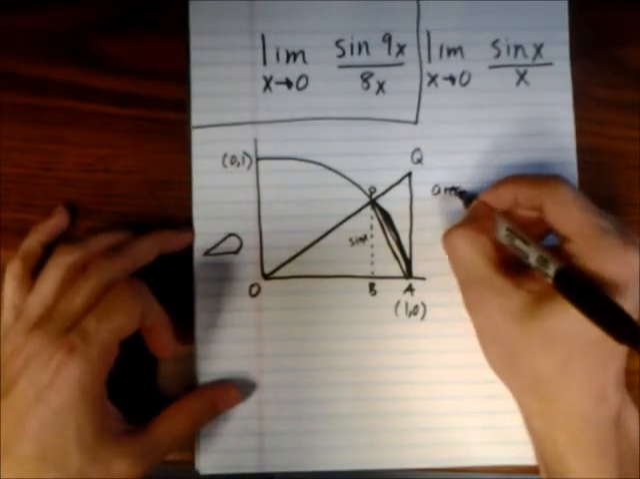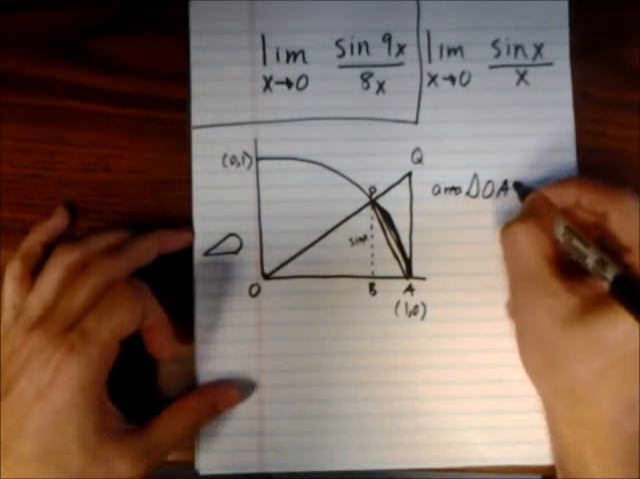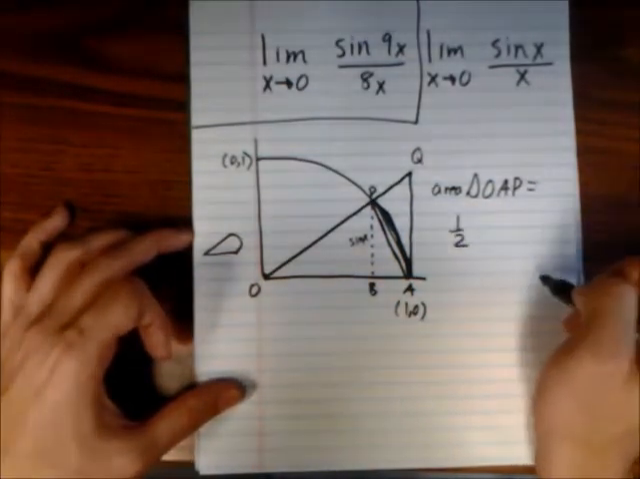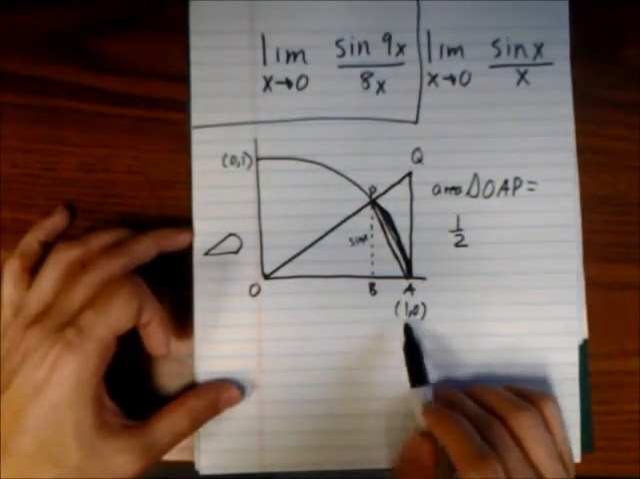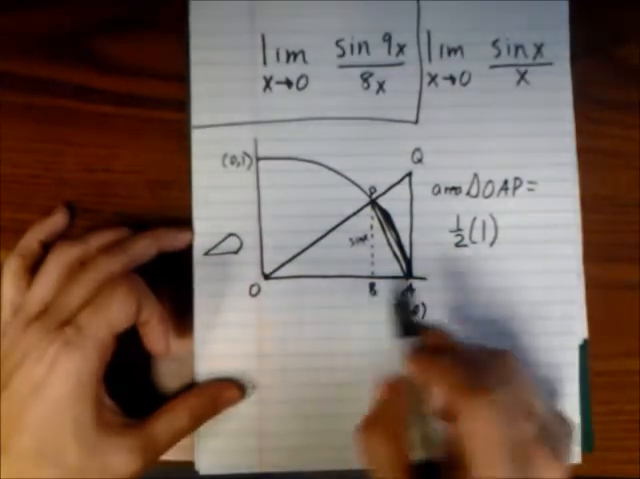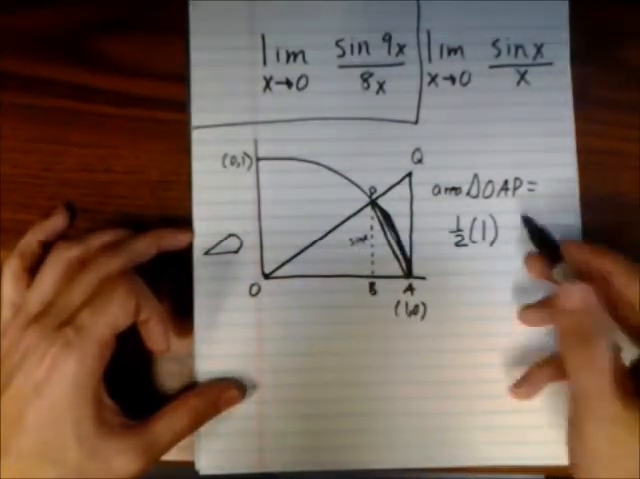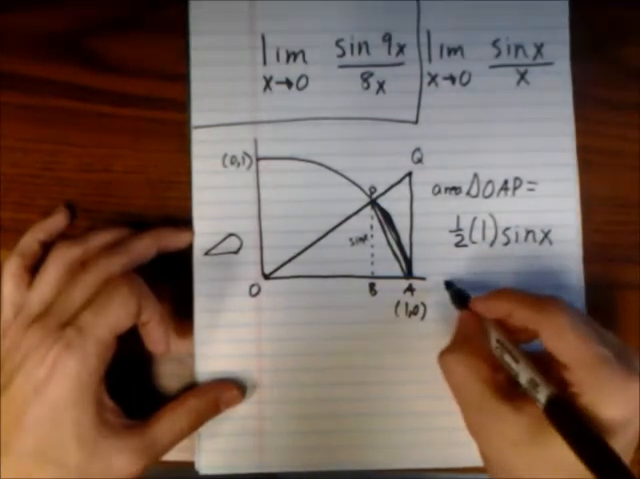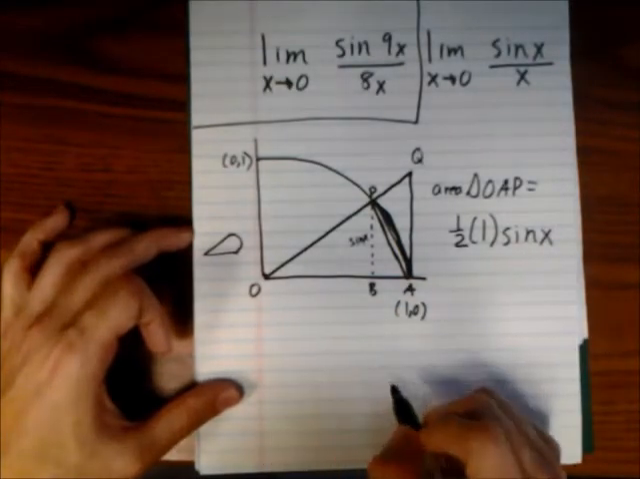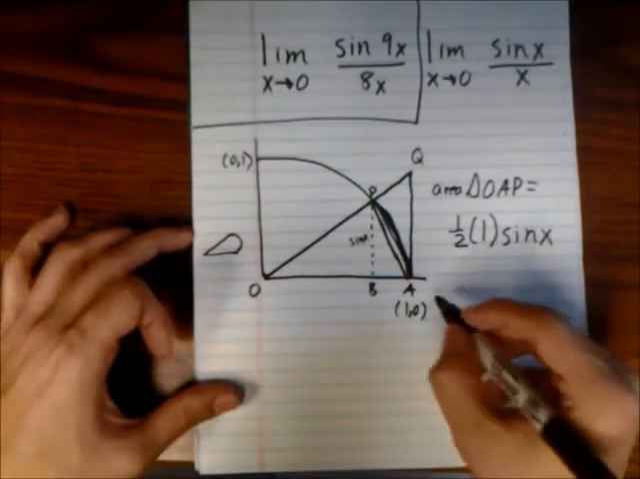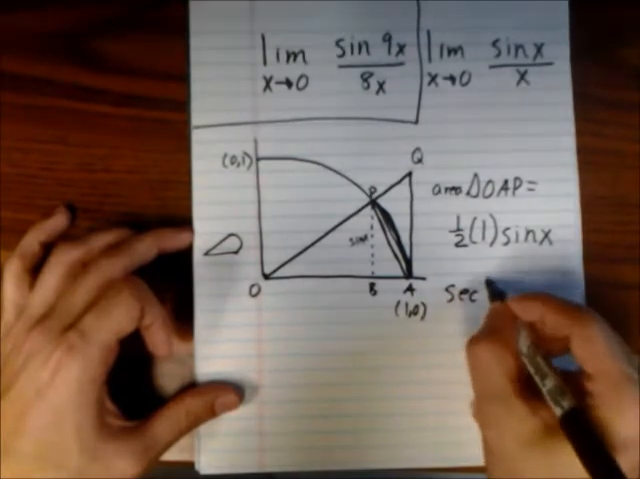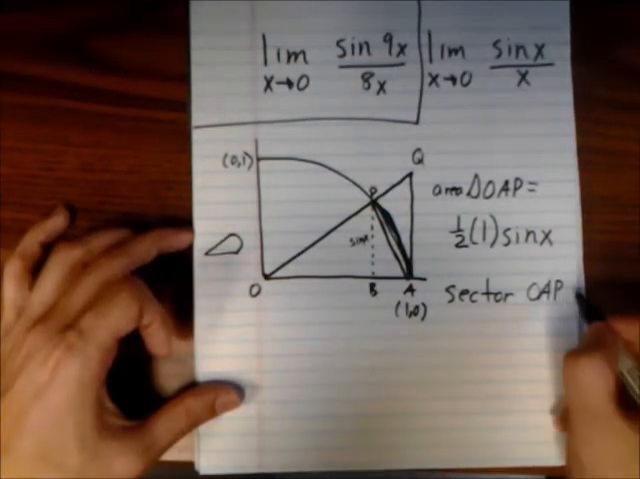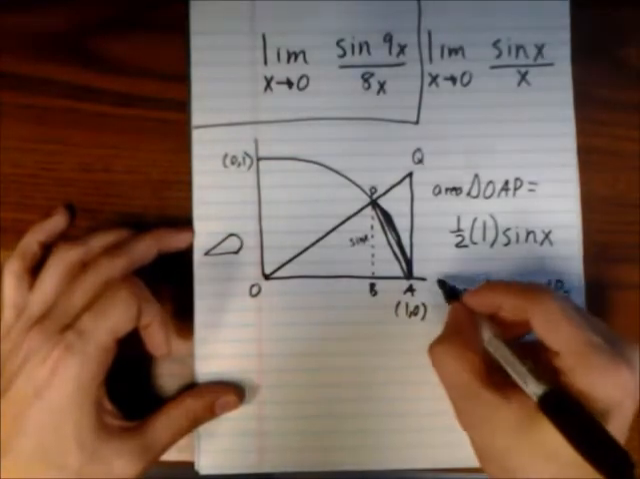So the area of triangle OAP equals 1/2 base times height. So 1/2, the base from O to A, as you can tell here, is 1. And then the height of OAP is sine of x. Now the next biggest thing is the sector of OAP. And this is the area of this sector.